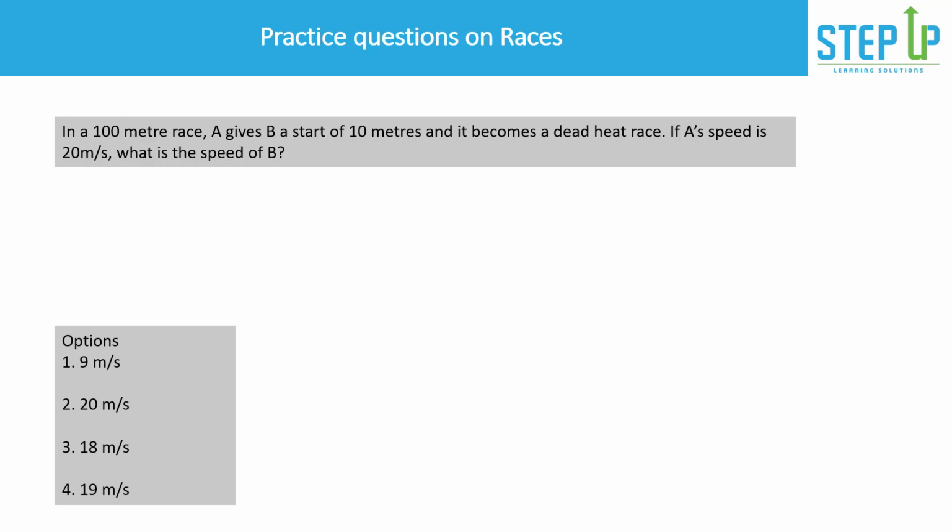In a 100-meter race, A gives B a start of 10 meters. Let's say in this 100-meter race, there is A and there is B. A gives B a head start, so B will start running from here, whereas A starts running from the starting point. And it becomes a dead heat race.